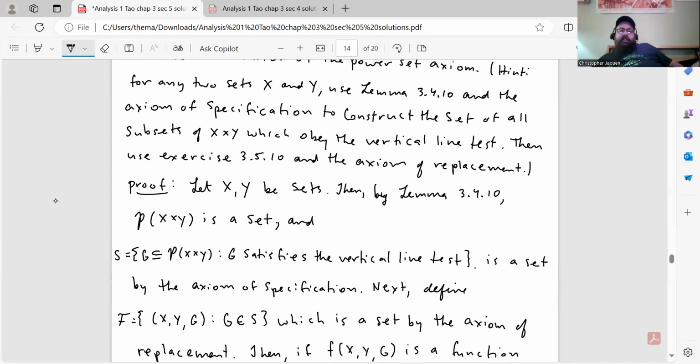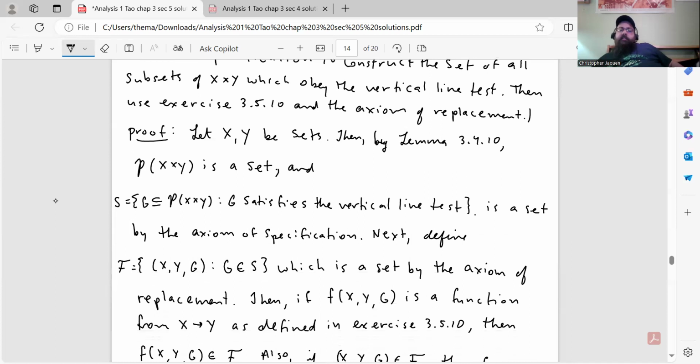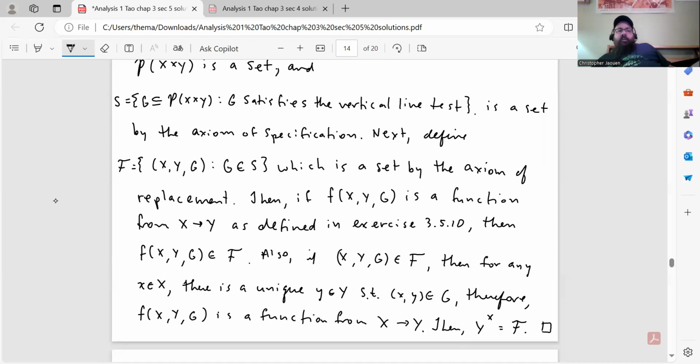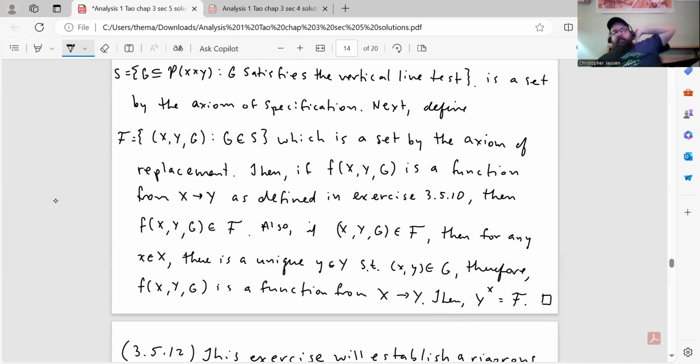So I did that down here. Here's my proof. Let X and Y be sets, then by lemma 3.4.10, the power set of X times Y is a set. If I define S to be the set of all subsets of the power set that satisfy the vertical line test, then S is a set by the axiom of specification. Next, define the set F of all ordered triples X, Y, G, where G is an element of S, which is a set by the axiom of replacement. Then if f, sorry, this should be f equals.